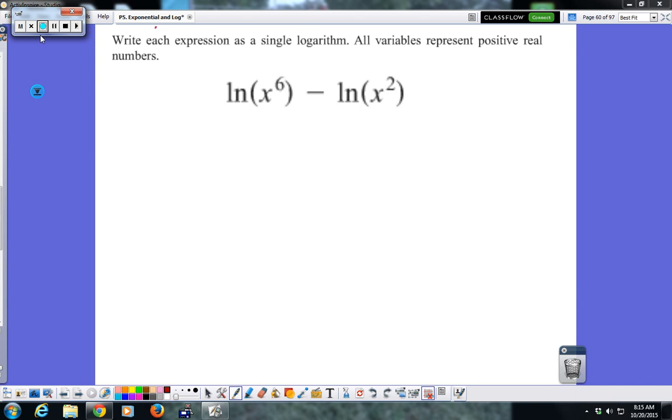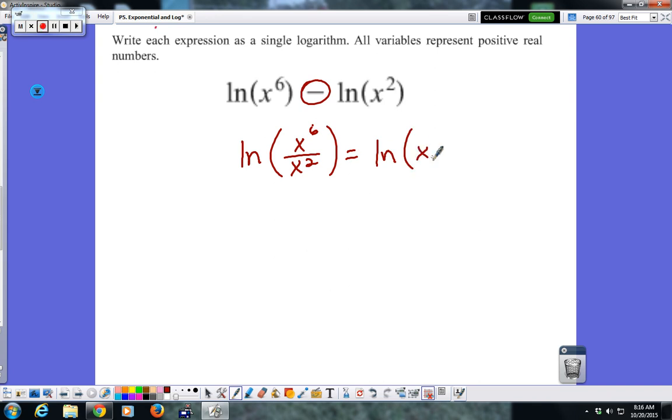Natural log of x to the 6th minus natural log of x squared. Anytime you have subtraction, rewrite it as the natural log of, help me. That's it. And then we clean that up. Clean it up for me. Daniel, that'd be the natural log of x to the 4th.